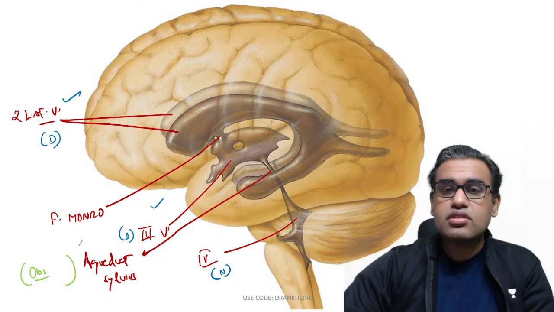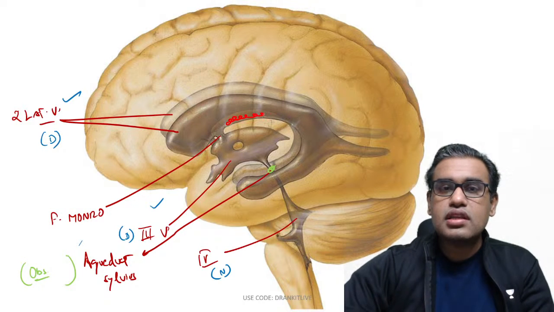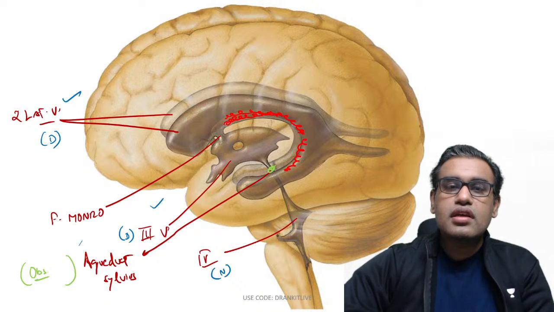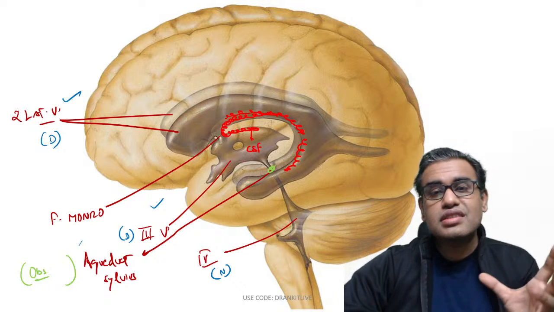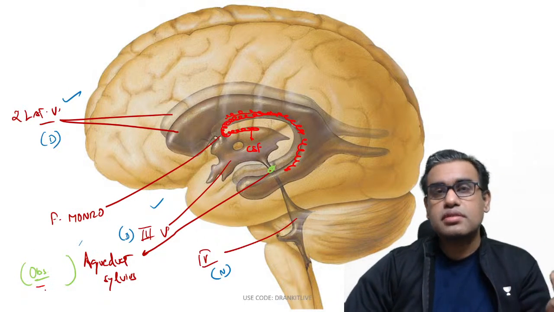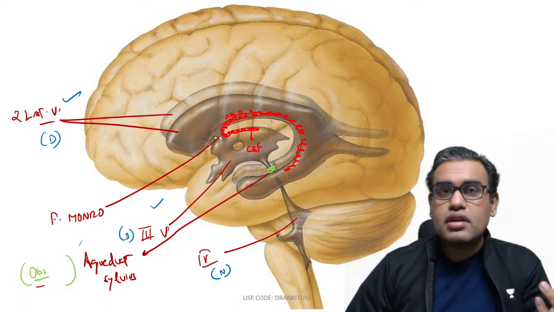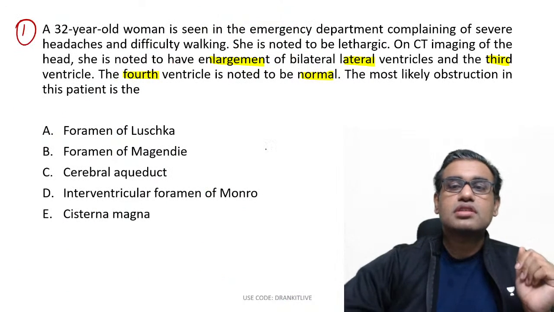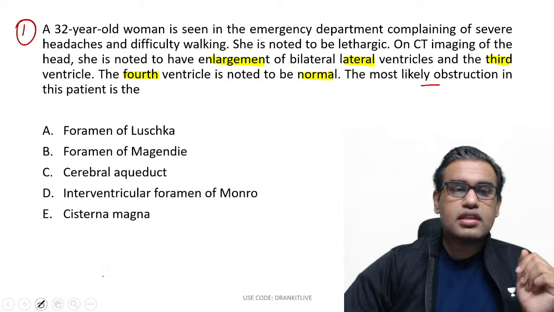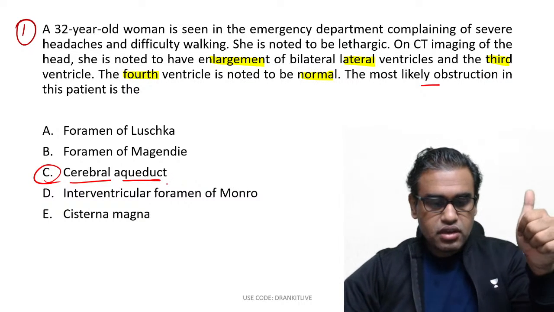Why? Because inside these lateral ventricles you have, what are these? Choroid plexus. These are the choroid plexuses inside the lateral ventricle and, through the Monro, in the third ventricle. They are secreting CSF, but the CSF is not able to reach the fourth ventricle through the aqueduct, because the aqueduct has an obstruction. Therefore the lateral and third ventricles will be dilated, the fourth ventricle would be normal, and the most likely site of obstruction, the answer, becomes option C, that is the cerebral aqueduct of Sylvius. I hope that's fine.